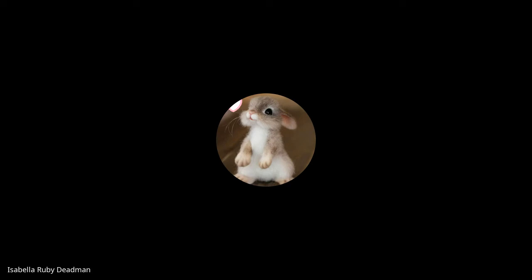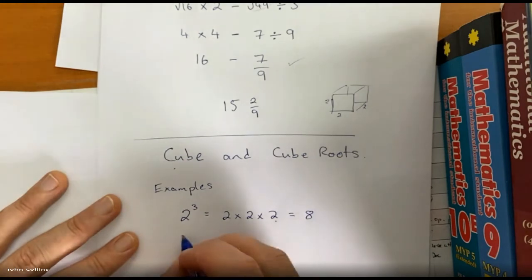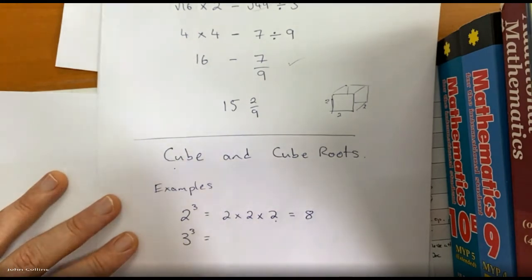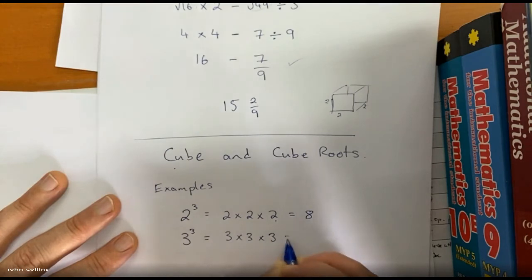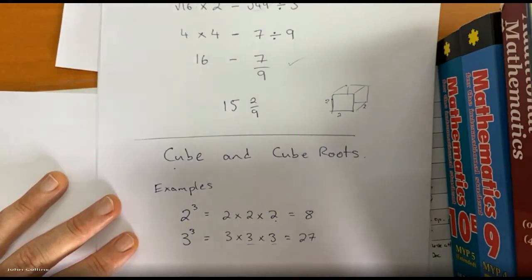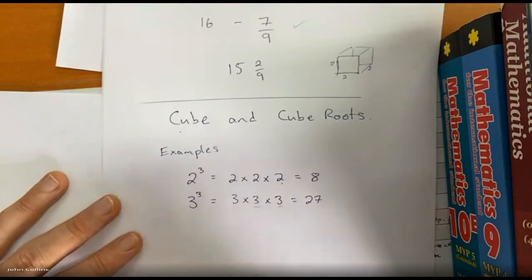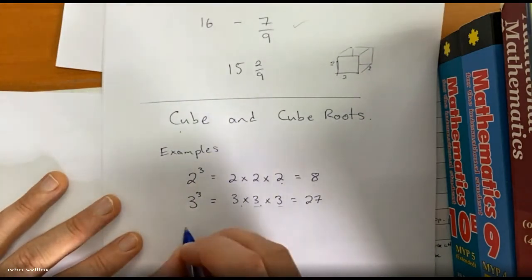Okay. That's 2 cubed. 3 cubed is not 9. It is 3 times 3 times 3. 1, 2, 3. And that is 27. It sure is 27, guys. Well done. A few of you typing in the chat. 3 times 3 is 9 times 3 is 27.